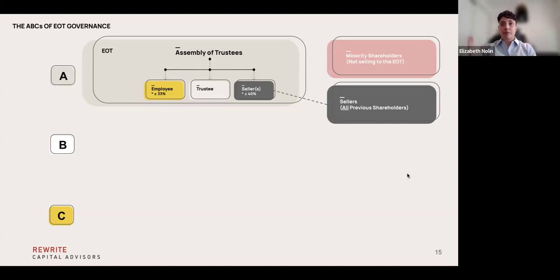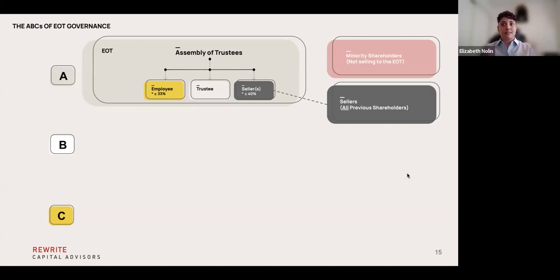There's also a cap of 40% of the seats in the Assembly of Trustees for any previous shareholder. So this is anyone who held shares, doesn't matter if they held a majority, minority, and they sold to the trust, they are capped at 40% of the seats at the Assembly. This also applies to any of their related parties. So if they have spouses or children working in the business, they're absolutely allowed to continue working in the business. They're just all captured in that 40%.